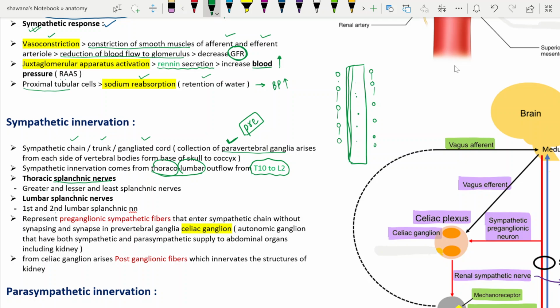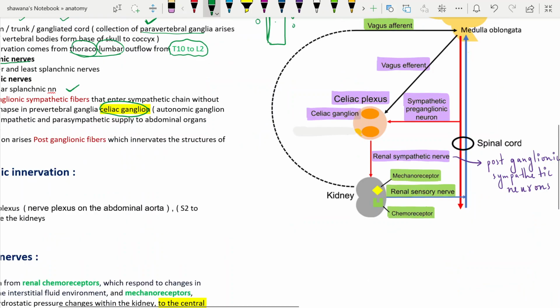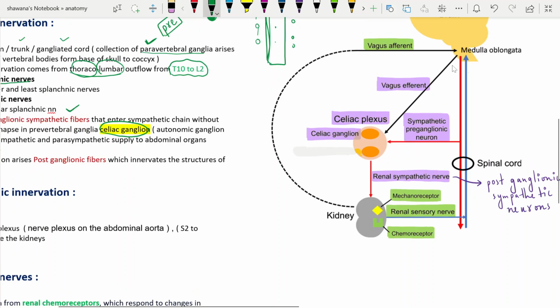Imagine that from the thoracolumbar outflow, from T10 to L2, come the nerves. They make the preganglionic sympathetic fibers. Okay, preganglionic, because their ganglion is not the paravertebral, but it is the celiac ganglion. Okay, the celiac ganglion is located somewhat here, not here. Okay, this one is the diagram. I hope it will make sense to you. This is a celiac ganglion. The celiac ganglion is present away from the vertebral column, not close to it.